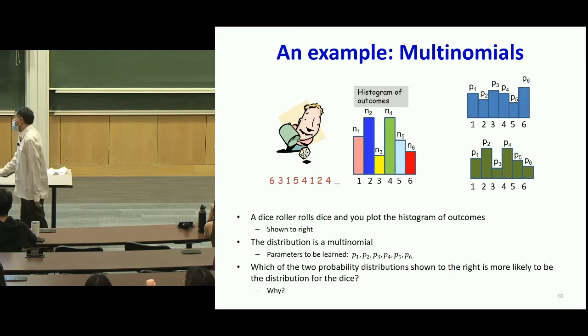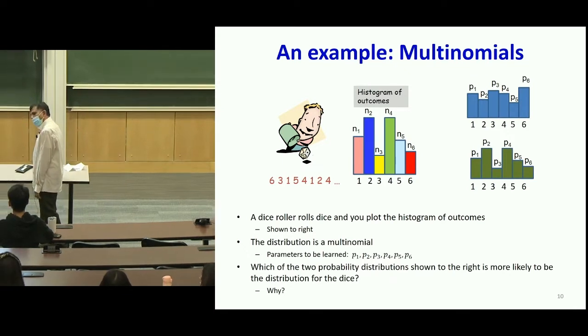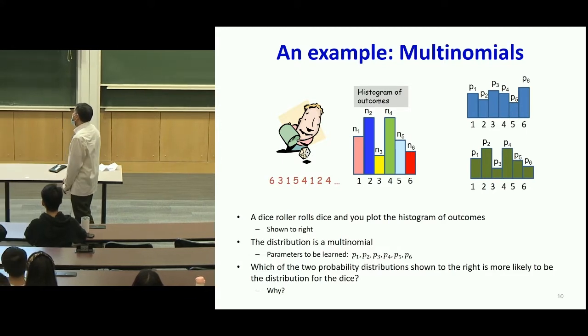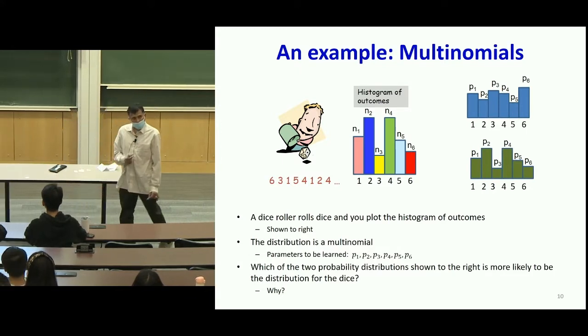The green one, because it has the 2 humps. Why? Because it has the 2 humps at 2 and 4. It matches the shape, right?